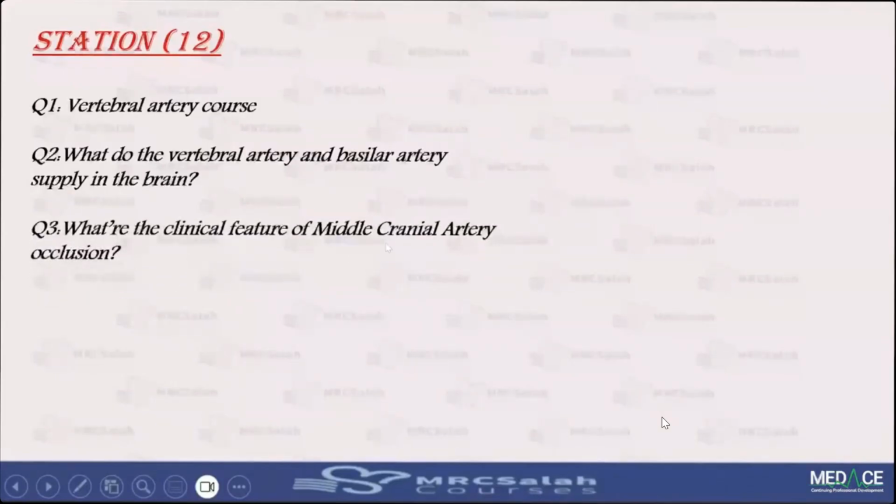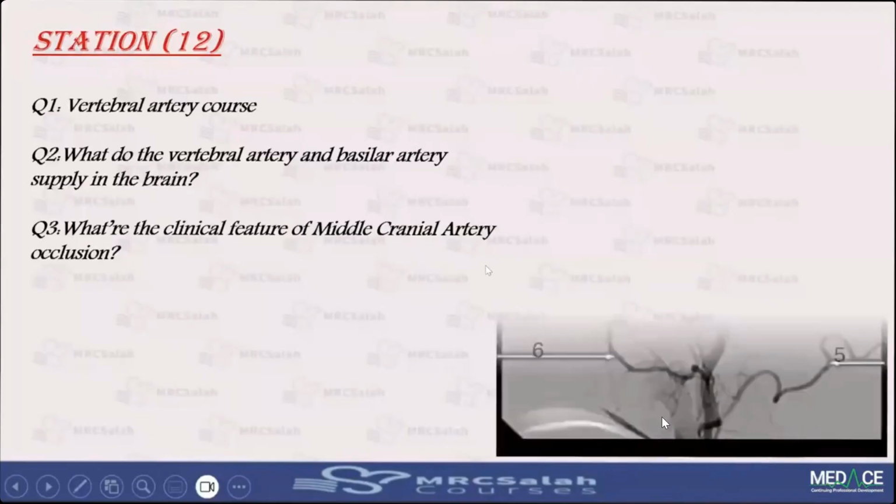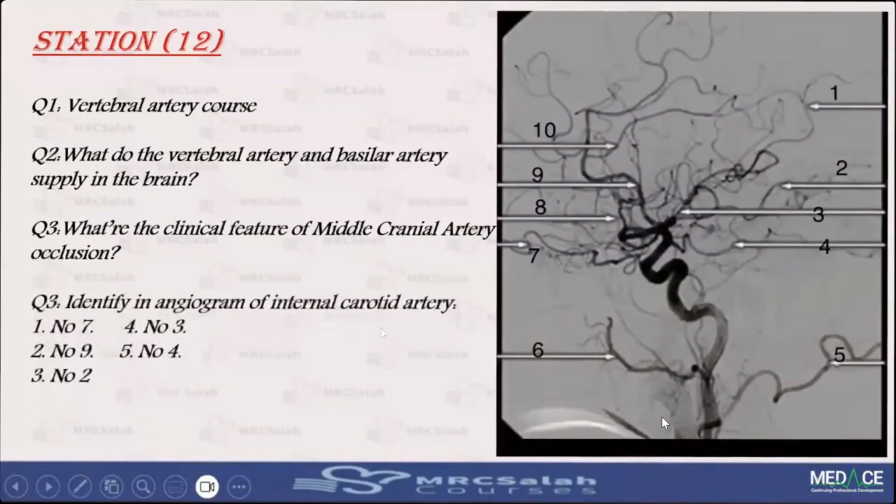What are the clinical features of middle cerebral artery occlusion? If the middle cerebral artery is occluded, there will be contralateral lower limb paralysis, contralateral paralysis of the lower half of the face, and aphasia if in the dominant hemisphere. Exactly. Would you identify in the angiogram of the internal carotid artery the structures number 3, 4, 7, 9, and 2?